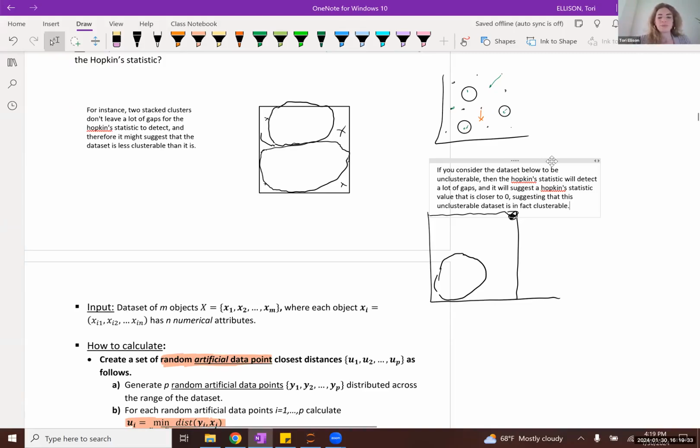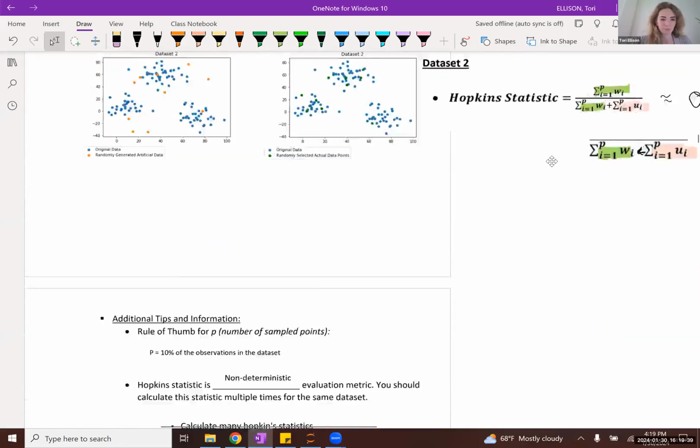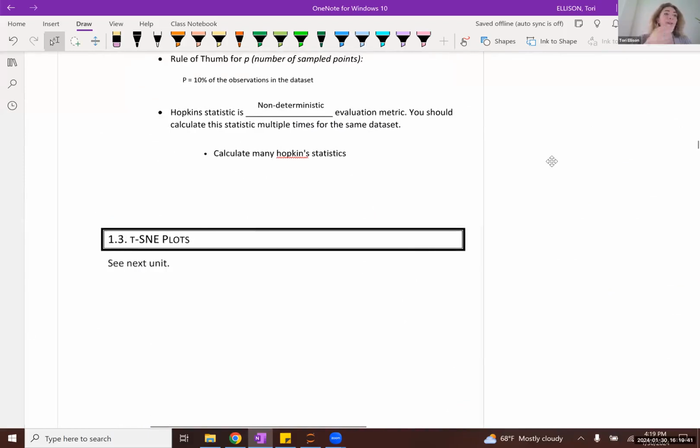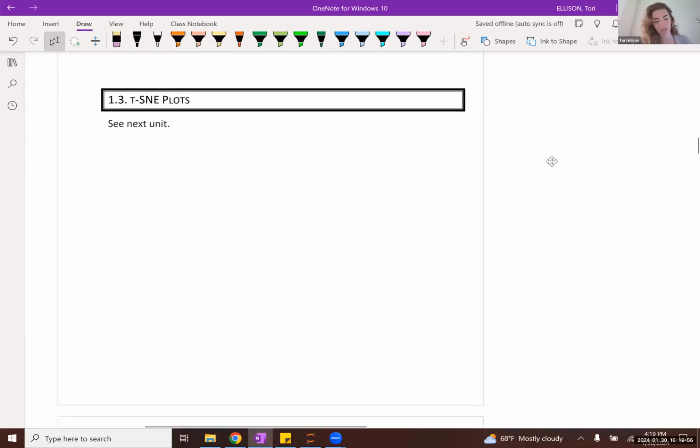All right. Questions on that? All right, cool. So another really cool clusterability evaluation technique that we're going to discuss in the next unit is what's known as t-SNE plots. And this is actually one of my favorite unsupervised learning algorithms. So we'll get to that in the next unit, but yeah, we will discuss this question more thoroughly.